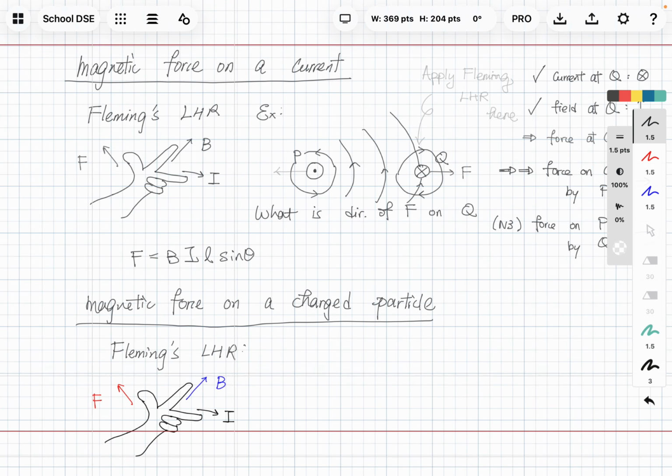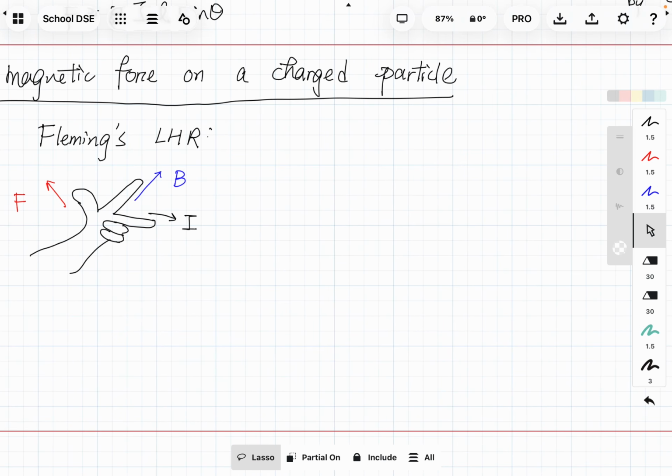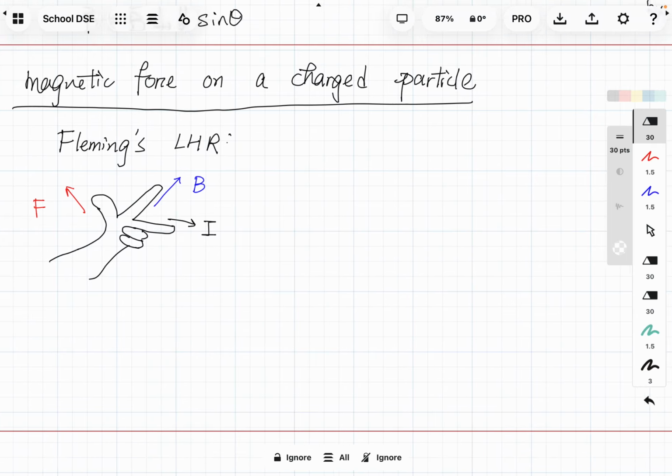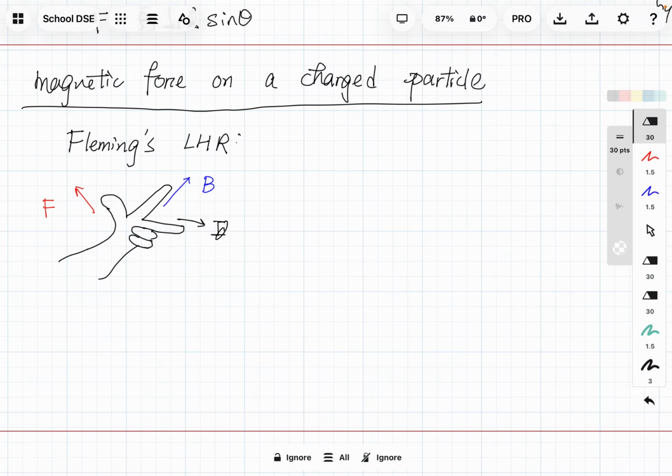So the same thing is true. It does not matter if the charge is positive or negative. The direction of velocity is parallel to the direction of the magnetic field. So therefore, you will still have sine 0. But these two, they still have the force.